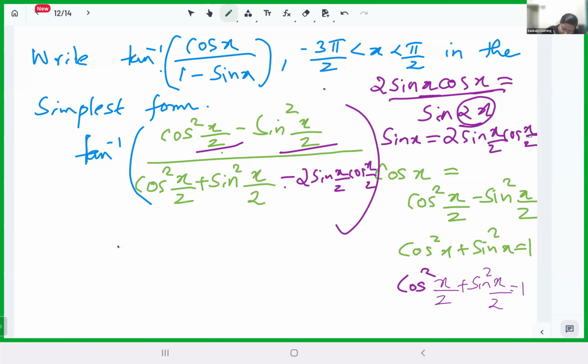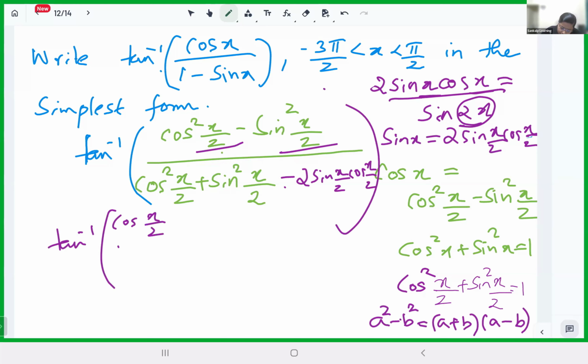Now we know that the numerator is of the form a square minus b square, cos square x by 2 minus sin square x by 2. That is equal to a plus b into a minus b. So this can be written as cos x by 2 plus sin x by 2, where a is cos x by 2 and b is sin x by 2, into cos x by 2 minus sin x by 2.